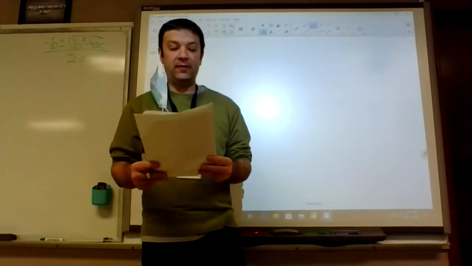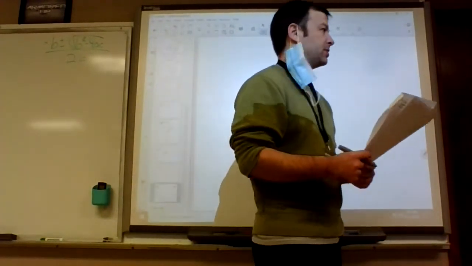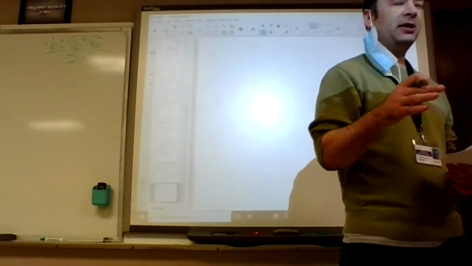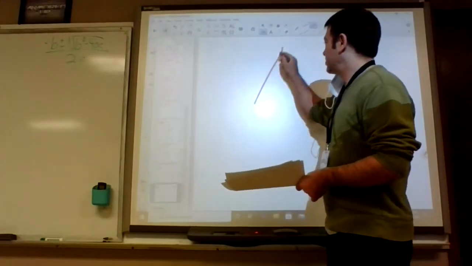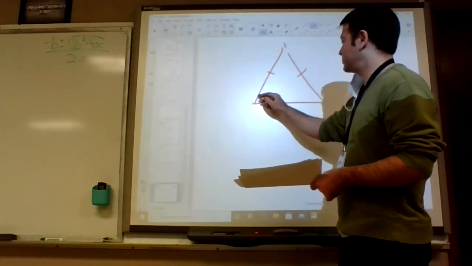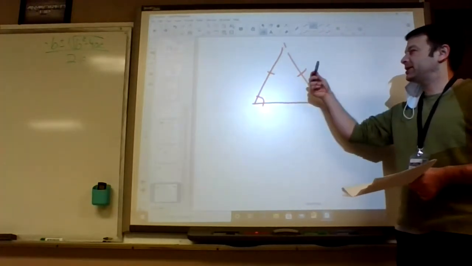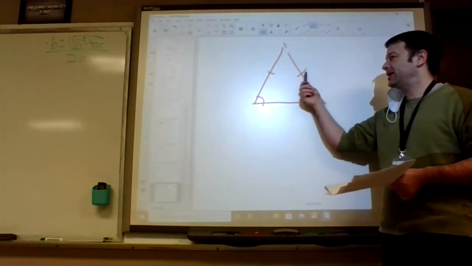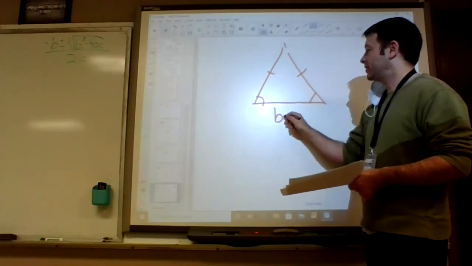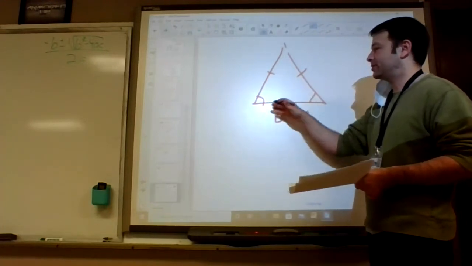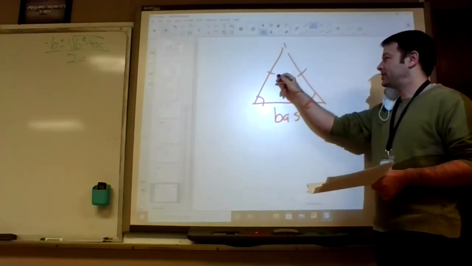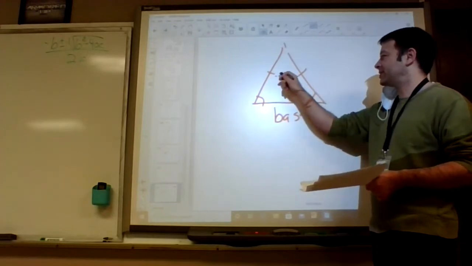Number 1, when you have isosceles triangles, that means you have 2 equal sides, but when you have 2 equal sides, the opposite angles are going to be equal as well. We called the equal sides legs. We called the other side a base. The base angles are always going to be congruent. Basically, the angles across from the sides.